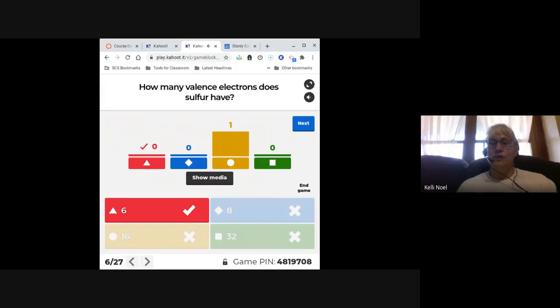All right, so sulfur is in group 6. It is underneath oxygen on the periodic table. You may see 16 up there depending on which periodic table you're looking at, but it is 6 valence electrons. If you see it with 16, just cover up the 1 and just look at the 6.